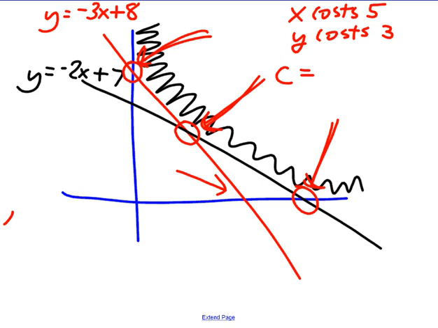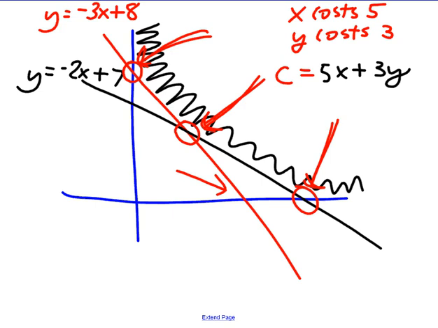Then, once you find these 3 corners, let's say one of them's (1, 6), the other one's (1, 4), and then (0, 5), or whatever. You'll get the costs for each and then find the one that's the lowest. All right. By now you should have the cost function if you know what's going on. It would be 5x plus 3y.